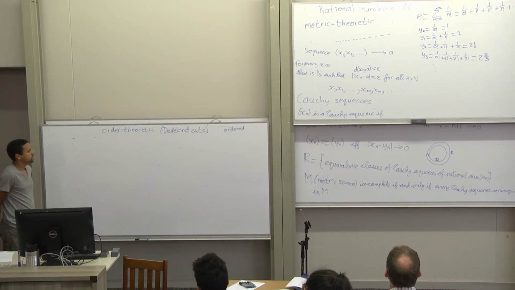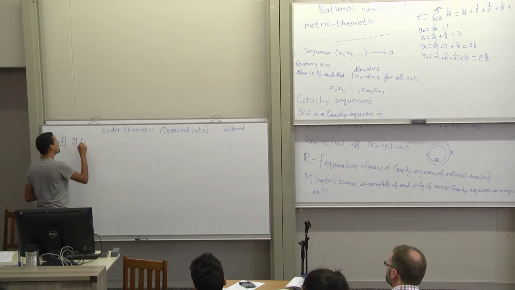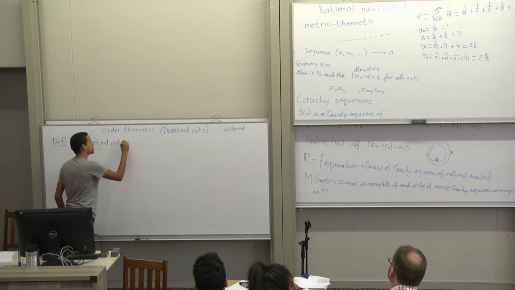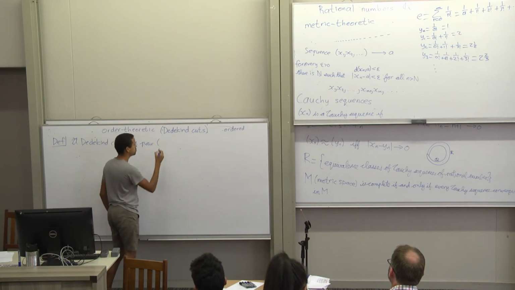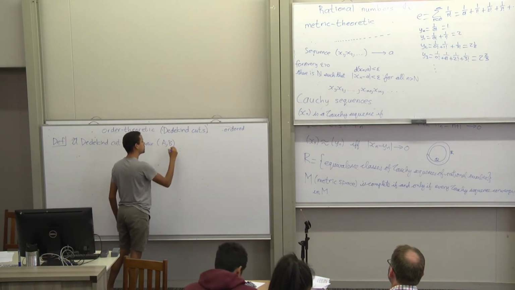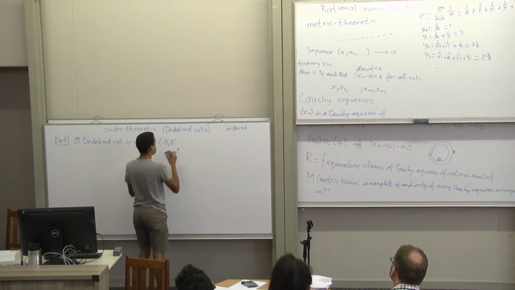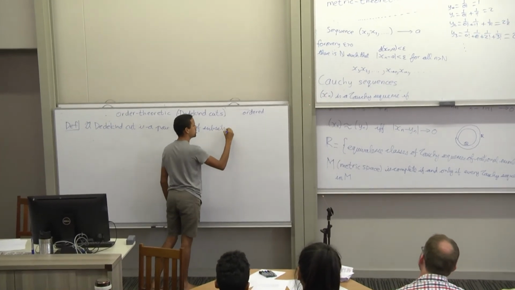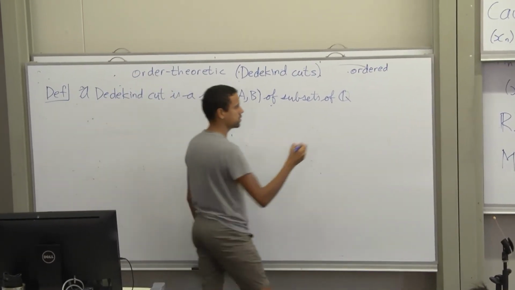And a Dedekind cut is defined as follows. A Dedekind cut is a pair, let's say A and B. So it's a pair of subsets of the rational numbers which satisfy some conditions.